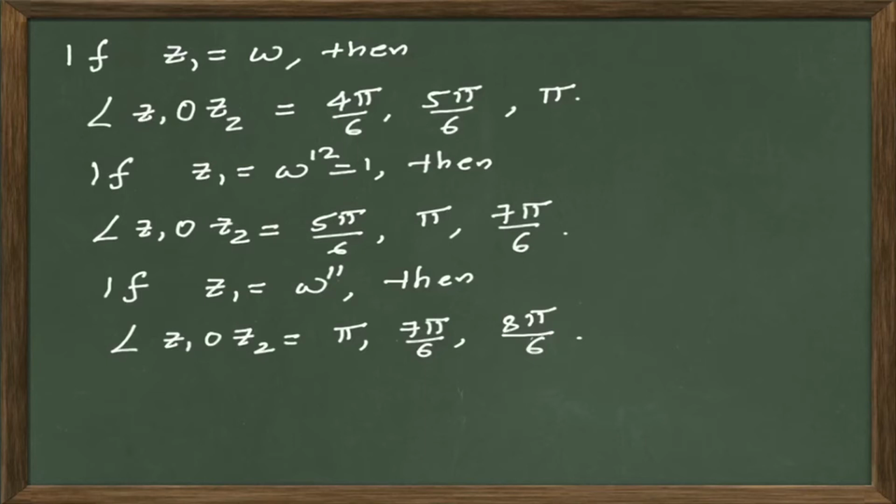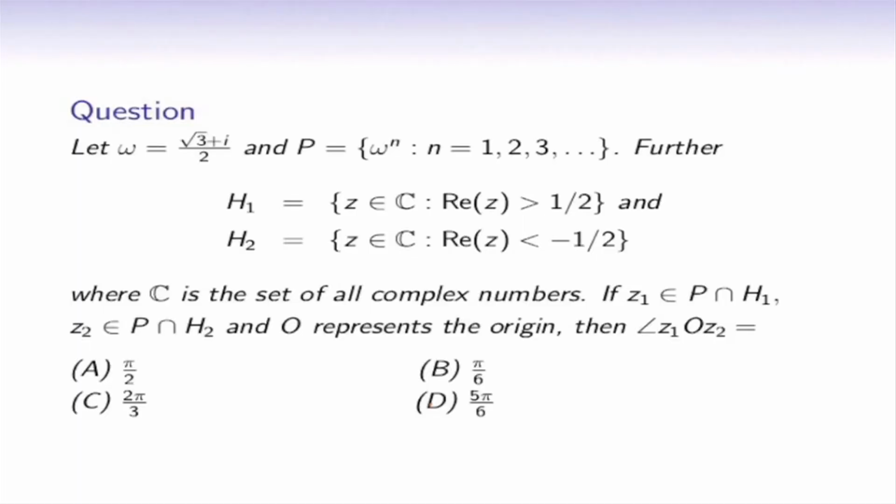Let us see among the options given to us which are true. From our calculation, we see that the options A and B are not true, whereas the options C and D are true. So let us mark these options.